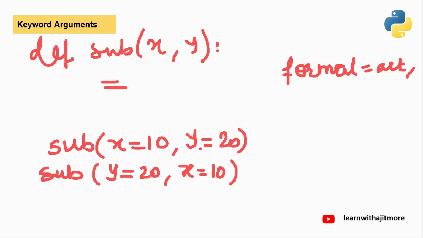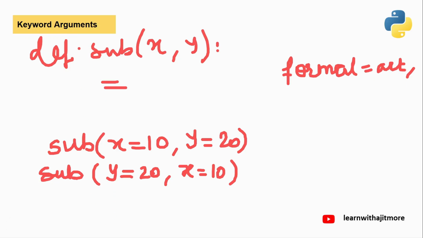Using equal to, it's not assigning. It is not assigning 20 to Y or 10 to X. It is just associating, like who is for whom. Getting? So you can remember that 20 is associated with Y, 10 is associated with X. And here again, the same: 10 with X and 20 with Y. So indirectly you can say it is storing 20 in Y and 10 in X. Here also 10 in X and 20 in Y. The main thing is here the position is not important. That is the specialty in the case of keyword argument.